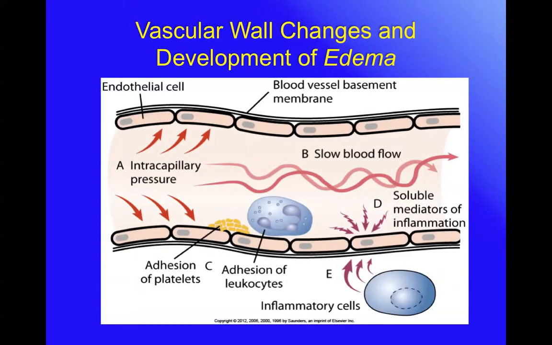Here we focus upon changes in the vessel's walls and increased permeability that lead to edema, or swelling. These include A. Increased intracapillary pressure. B. Slowed blood flow. C. The adhesion of leukocytes and platelets to endothelial cells. D. The action of soluble mediators of inflammation found in the plasma. And E. The action of mediators of inflammation which are released from special inflammatory cells.